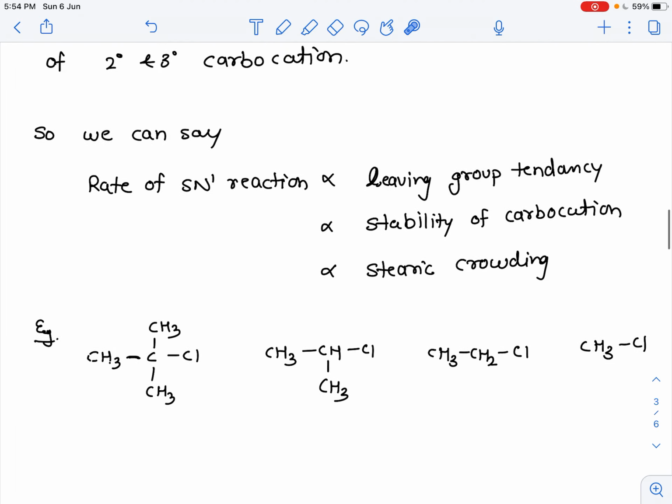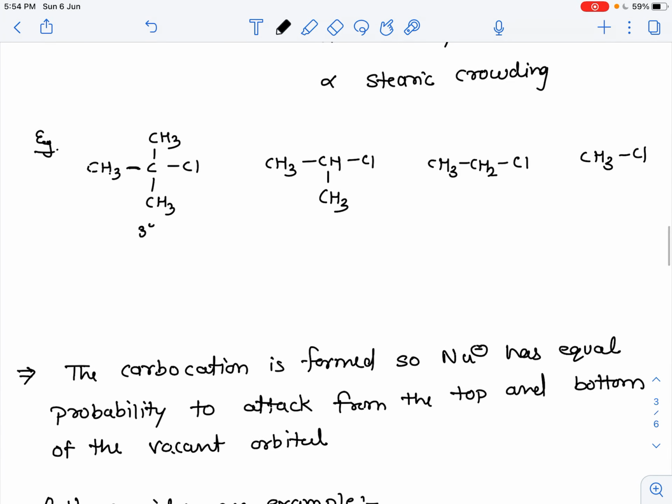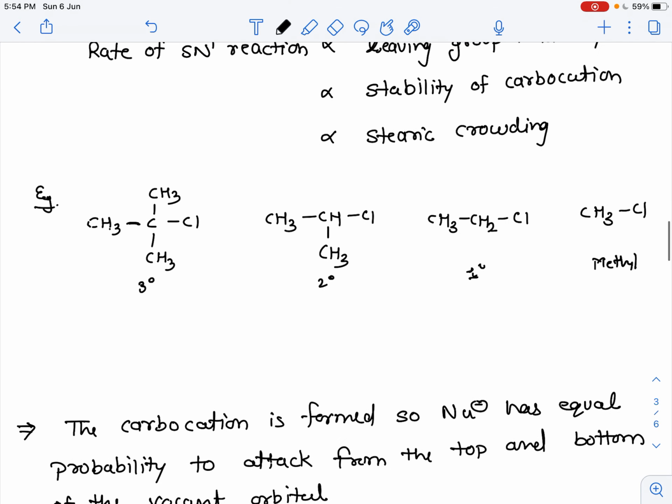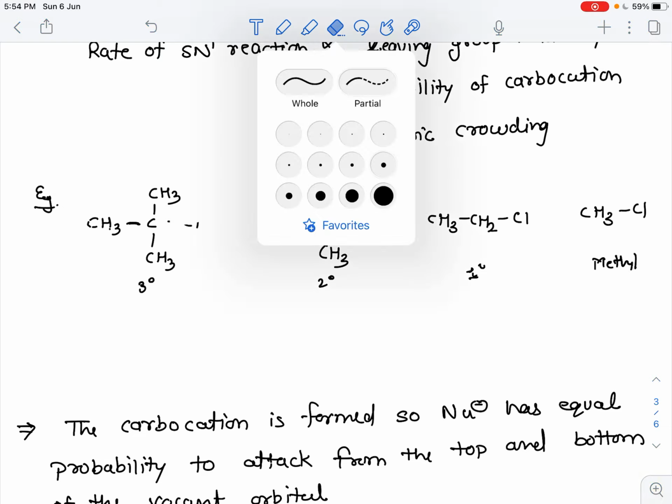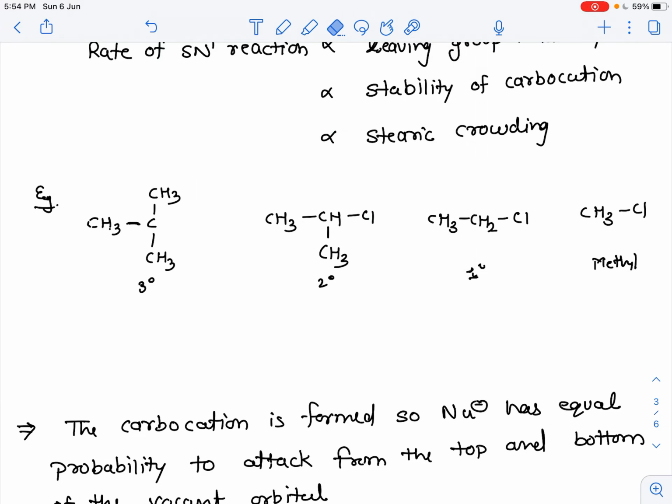Clear or not? That's why the example is here in this. This is 3 degree halide. This is 2 degree halide. This is 1 degree halide. You can see, and this is, we have the methyl. Okay, in this now you can see when the leaving group here is Cl. When it will be leaving the substrate, what beta it will form? See, in this it will be forming this 3 degree carbocation, this 2 degree carbocation, this 1 degree carbocation.